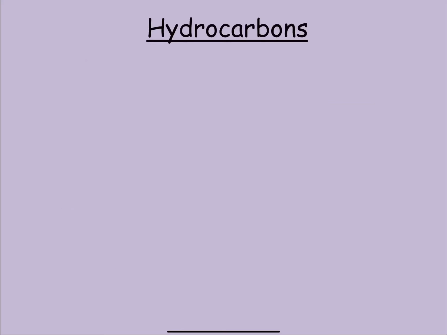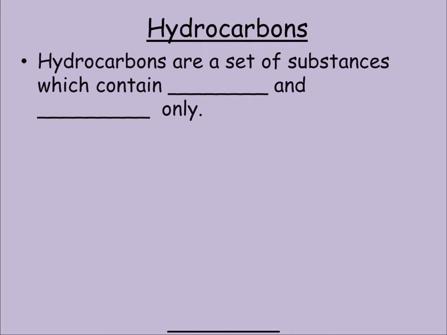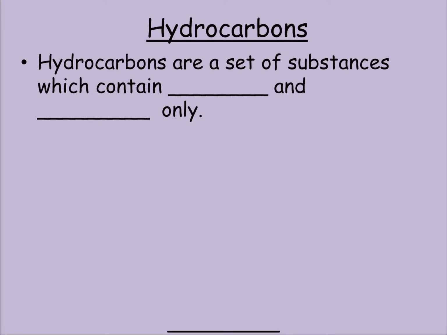And what do we mean by hydrocarbons? Hydrocarbons are a set of substances which only contain what and what. So even if you pause this video just now and try and answer that in your own time and then restart the video. So hydrocarbons are a set of substances which contain carbon and hydrogen only. So hydrogen and carbon is in the name.